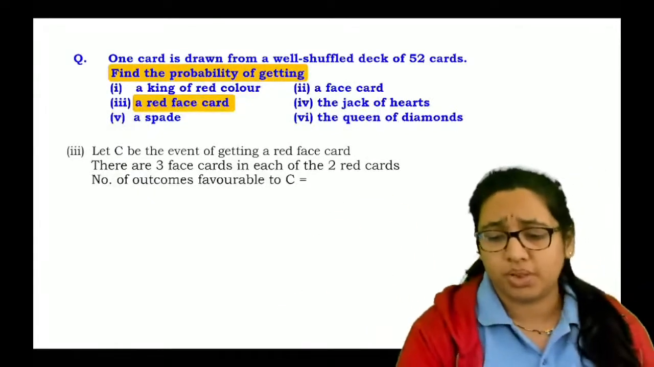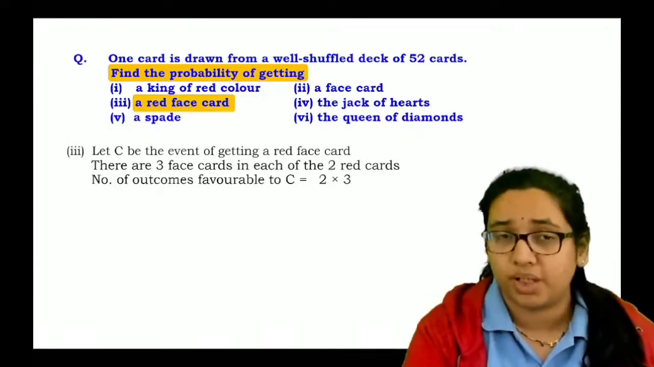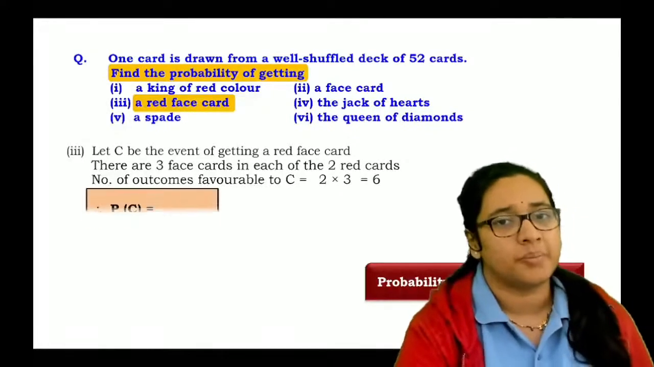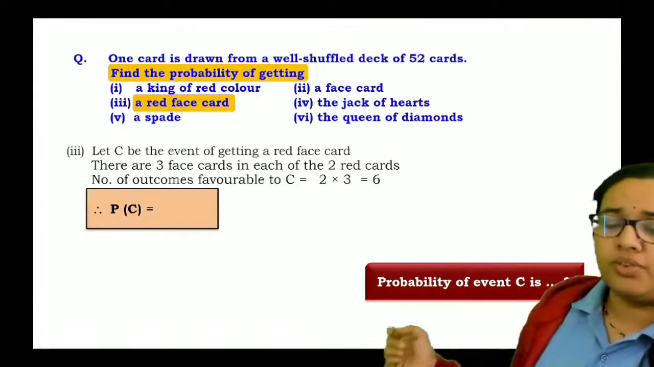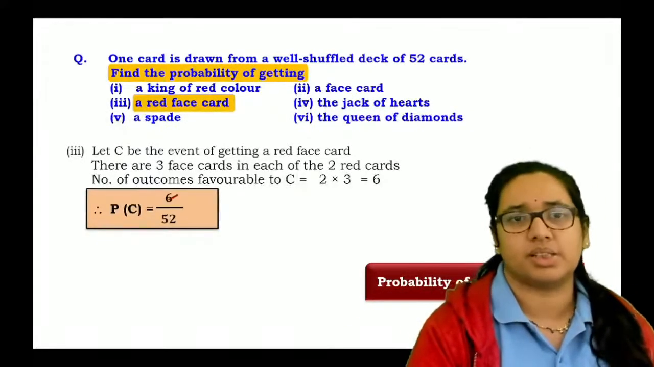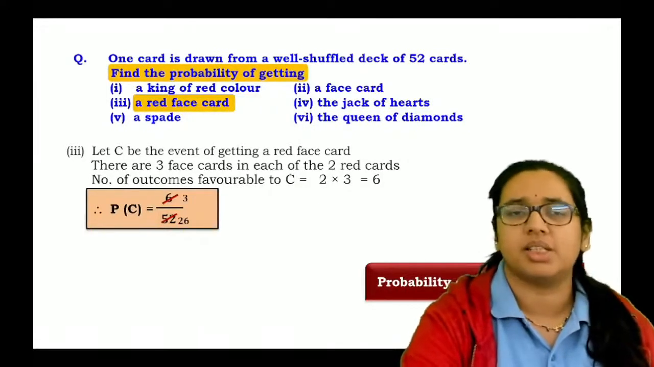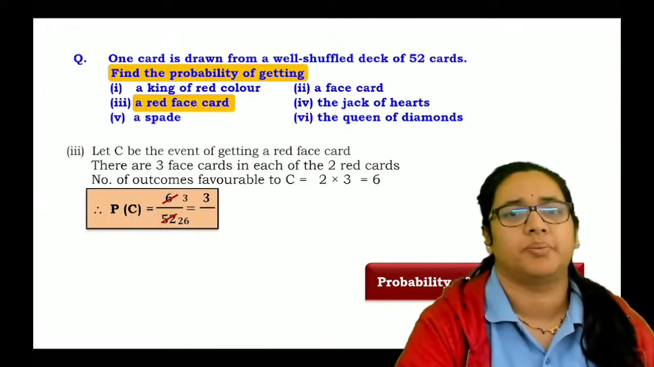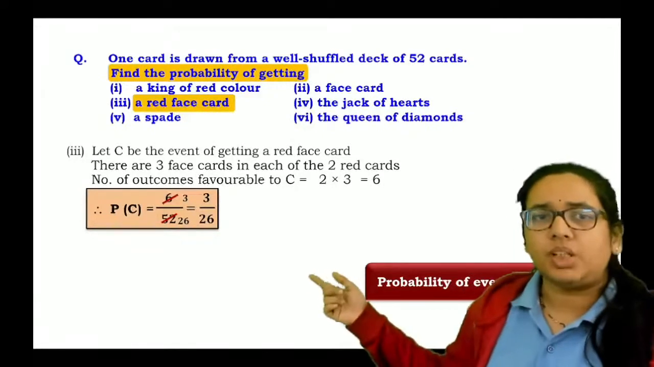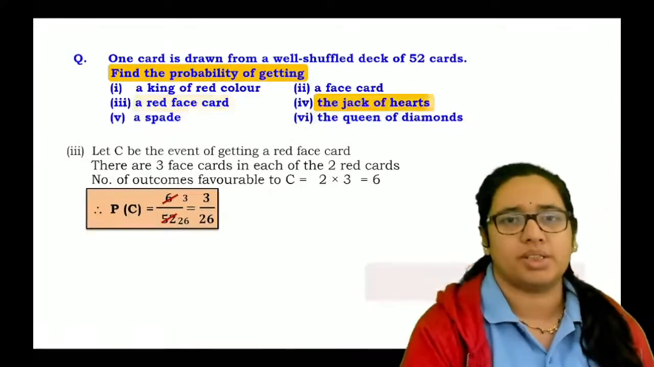Therefore, total favorable outcomes will be 6 here. Probability of the event is nothing but 6 upon 52. That is 3 upon 26. Probability will be 3 upon 26.